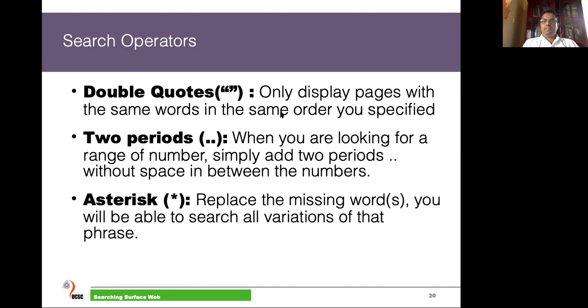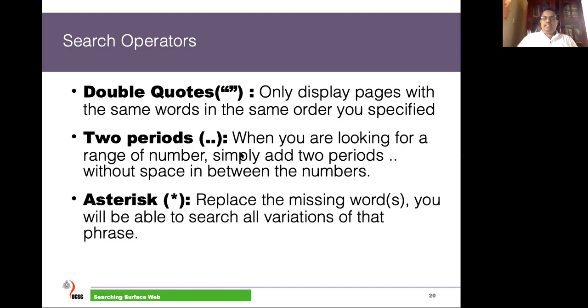Like if you want to retrieve information from a database, you should know SQL. Similarly, if you want to retrieve information from this huge internet, you should know how to build advanced search options or search parameters. So let's have a look at such important parameters. One of the most important parameters is double quotes. In case you want to search for an entire phrase, you have to use double quotes.